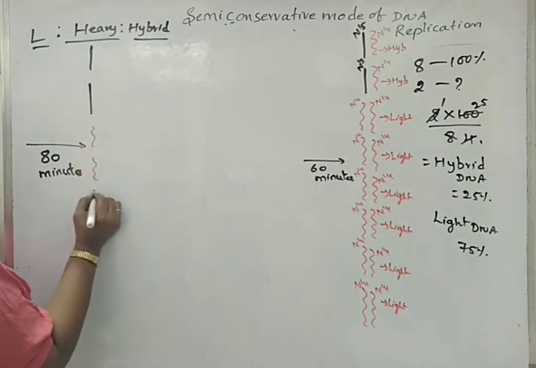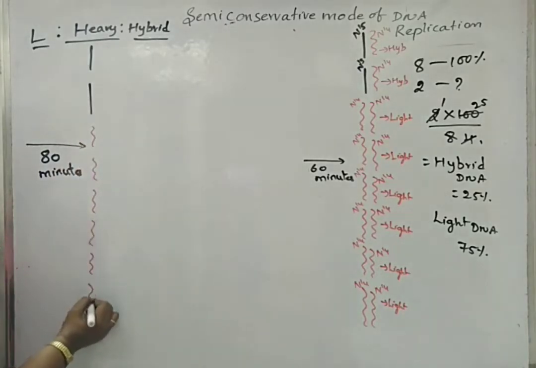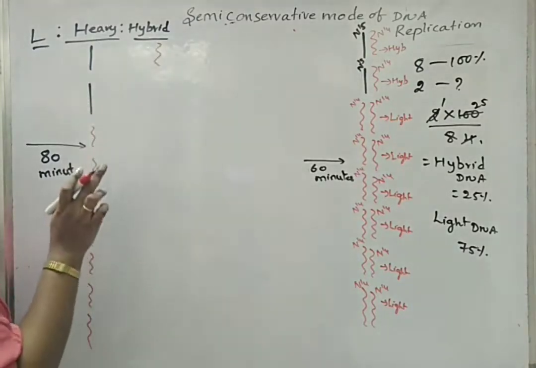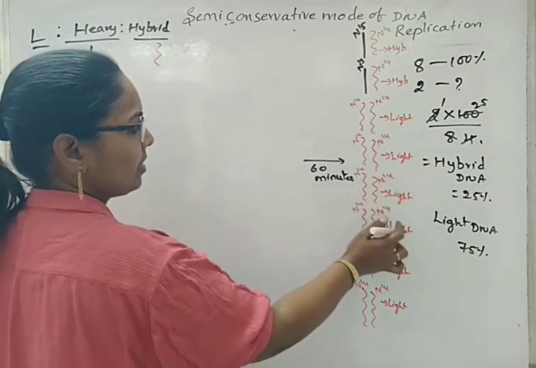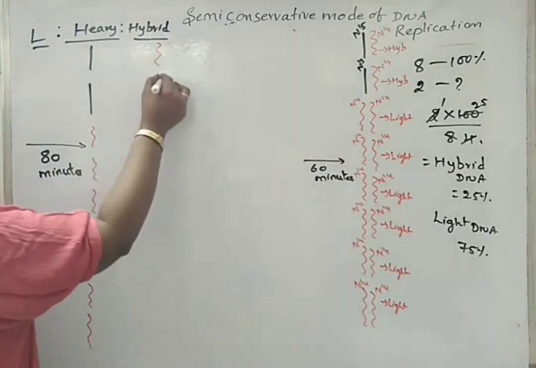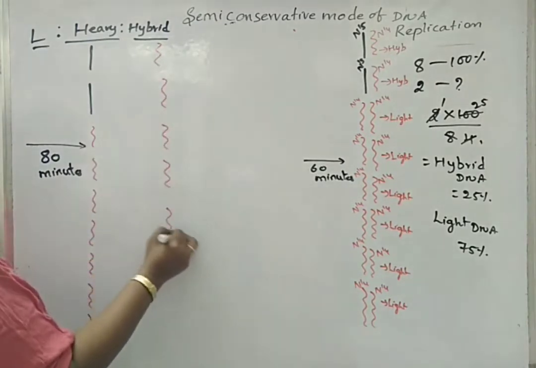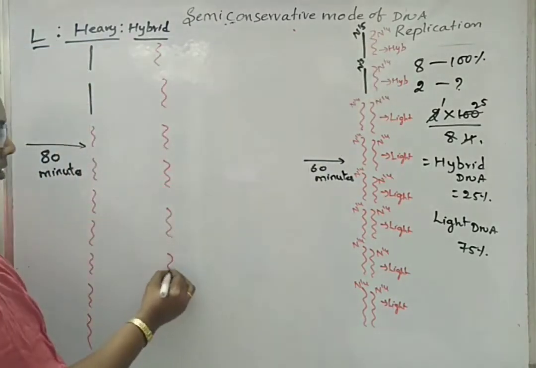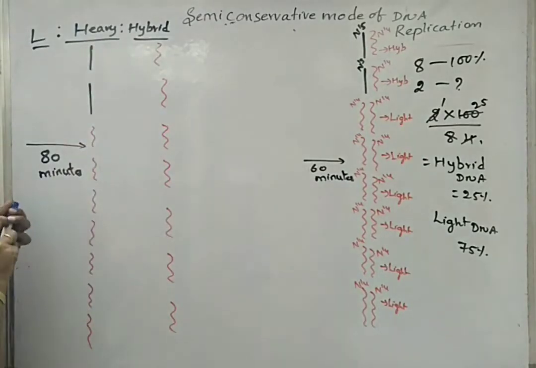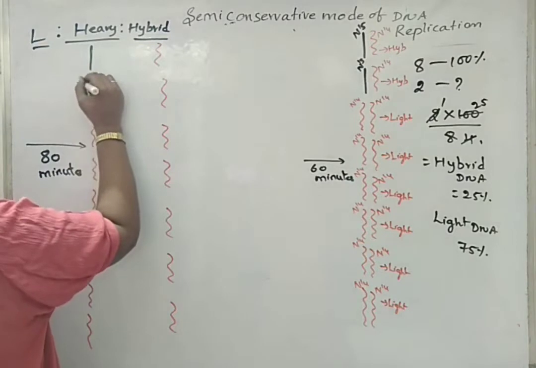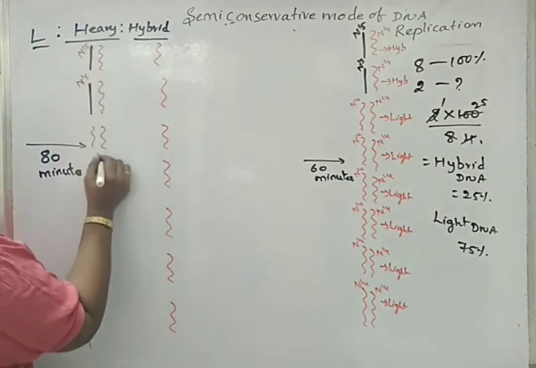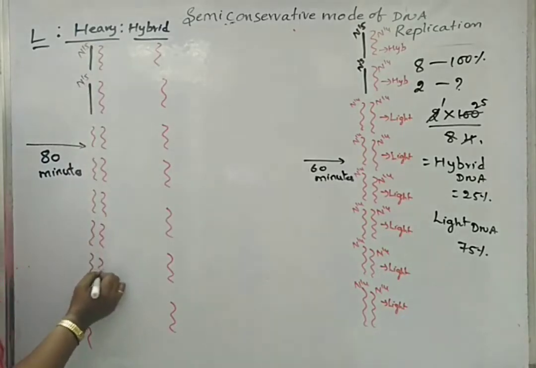1, 2, 3, 4, 5, 6, 7, 8, 9, 10, 11, 12. And what about these two? 13 and 14. We know that this again gives rise to normal DNA. This is N15 and this is N15. So it is giving rise to normal DNA strands, that is light DNA strands.